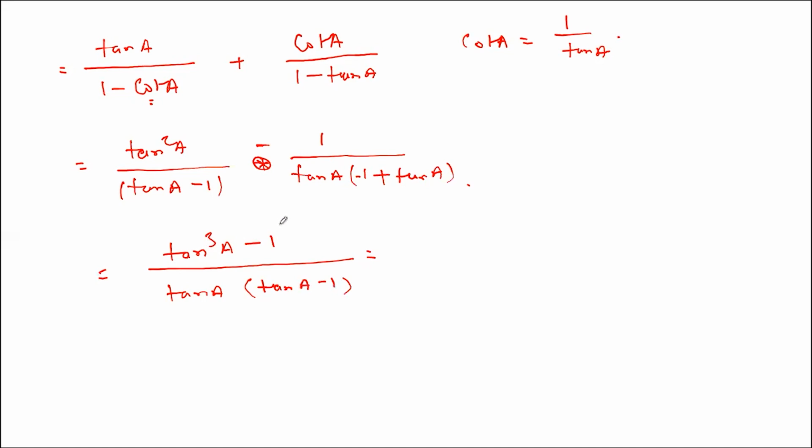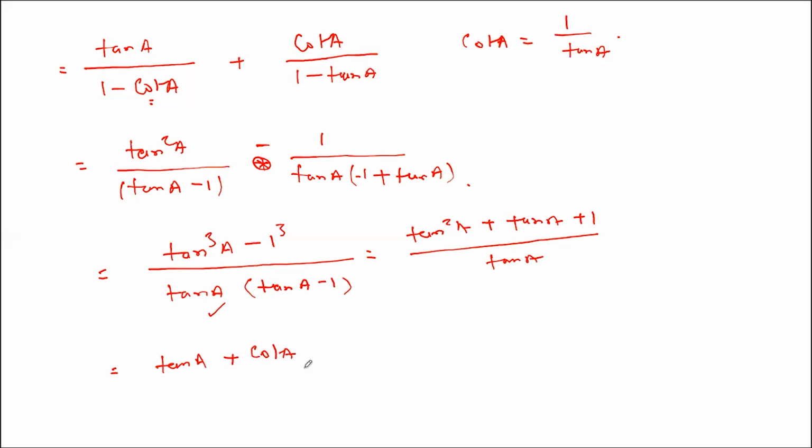Tan cube A minus 1, we can write as 1 cube, right? So A cube minus B cube, again A minus B will be cancelled out, then we get tan square A plus tan A plus 1 upon tan A, right? So cancelling out, I'm getting tan A plus cot A, since 1 by tan is cot A, and plus 1, right?